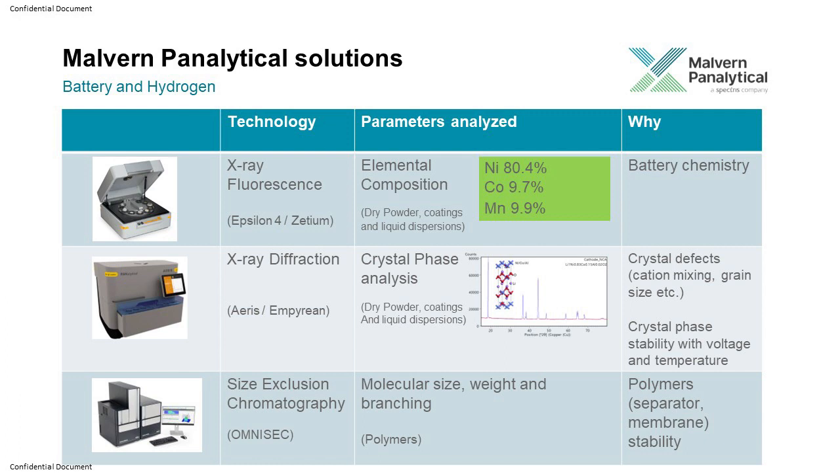And finally, we also have GPC, which is a size exclusion chromatography. This is to analyze the polymers that are present as a separator or as a binder used in the batteries. Using this, you can measure the molecular weight, the molecular size, and the branching, which are important parameters when you use it as a separator.